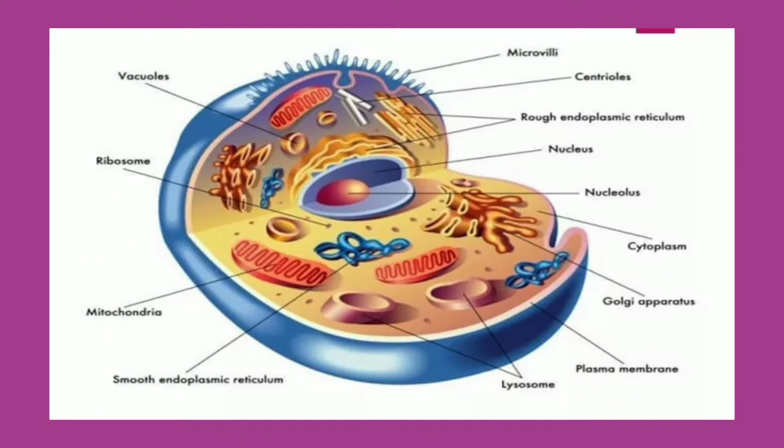This is the cell. These are the parts of the cell: vacuole, ribosome, mitochondria, smooth endoplasmic reticulum, microvilli, centrioles, rough endoplasmic reticulum, nucleolus, cytoplasm, Golgi apparatus, plasma membrane, and lysosome.